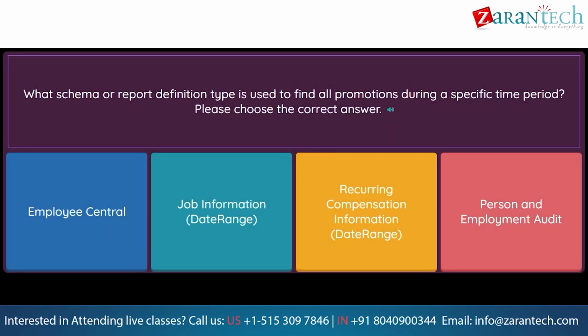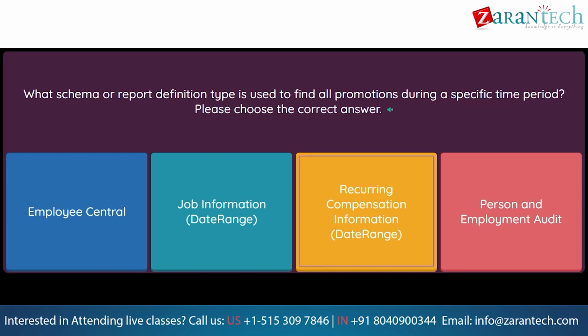Question: what schema or report definition type is used to find all promotions during a specific time period? Please choose the correct answer. Option 1, Employee Central. Option 2, Job Information, Date Range. Option 3, Recurring Compensation Information, Date Range. Option 4, Person and Employment Audit.